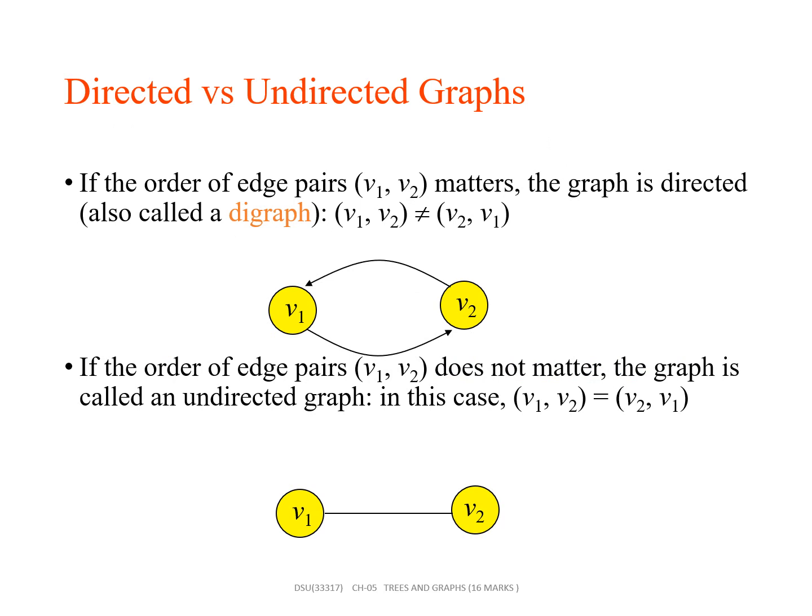Directed versus undirected graphs. If the order of the edge pair (V1, V2) matters, the graph is directed, also called a digraph. V1, V2 is not equal to V2, V1. See here, this is V1 to V2 and V2 to V1. If the order of the edge pair (V1, V2) does not matter, the graph is called an undirected graph. In this case, (V1, V2) equals (V2, V1). Like this, V1 and V2.